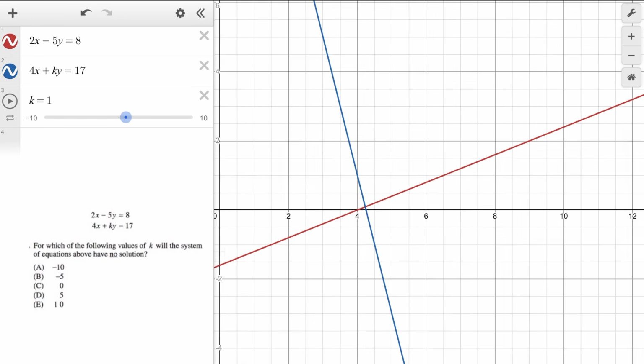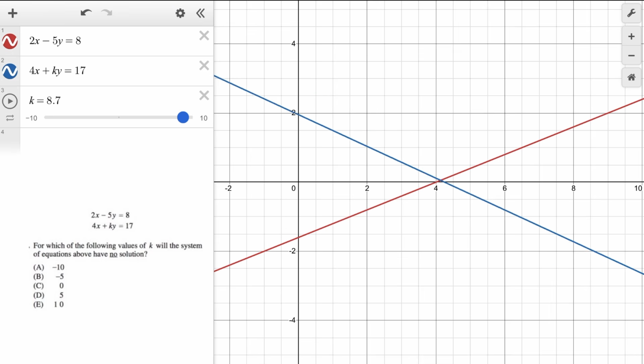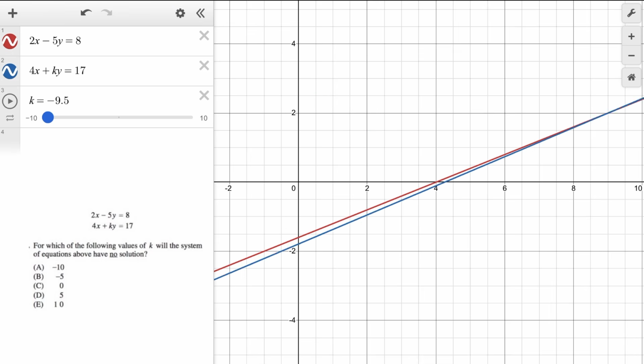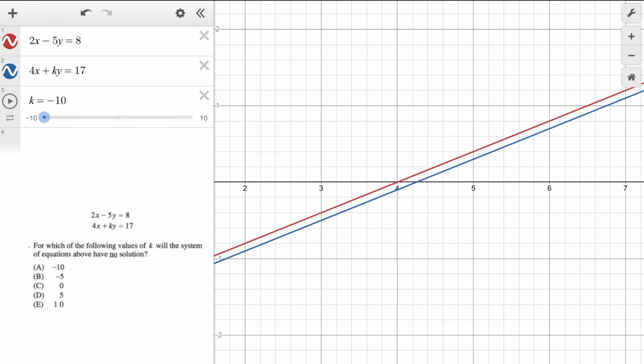Now, sometimes a system of equations problem has an extra step like this one, but it is still simple. All we must do is plug in values of k until the lines are parallel, or in other words, have no solution.